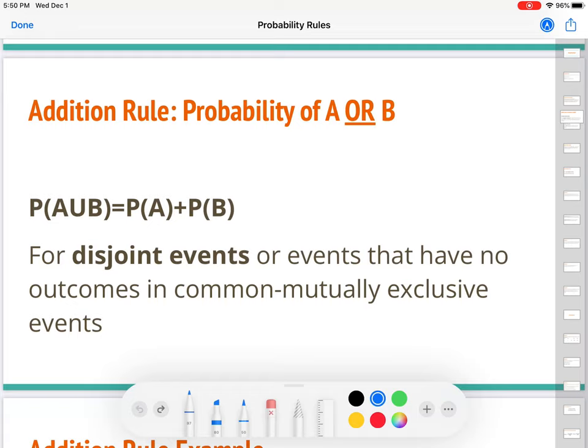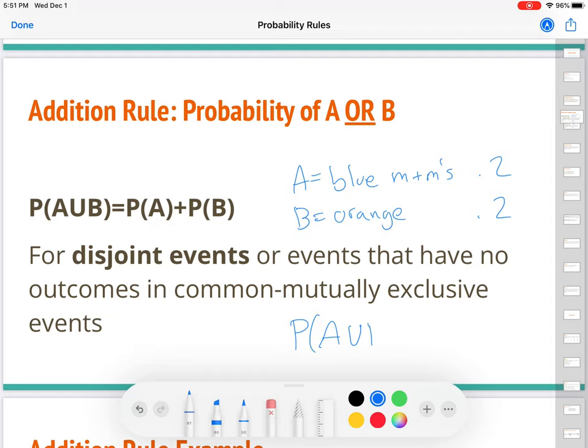If A equals blue M&Ms, and B equals orange, and I think that was 0.2 and 0.2, so the probability of A or B is equal to 0.2 plus 0.2, which equals 0.4. So I think that was about what our data from the M&M experiment showed yesterday.